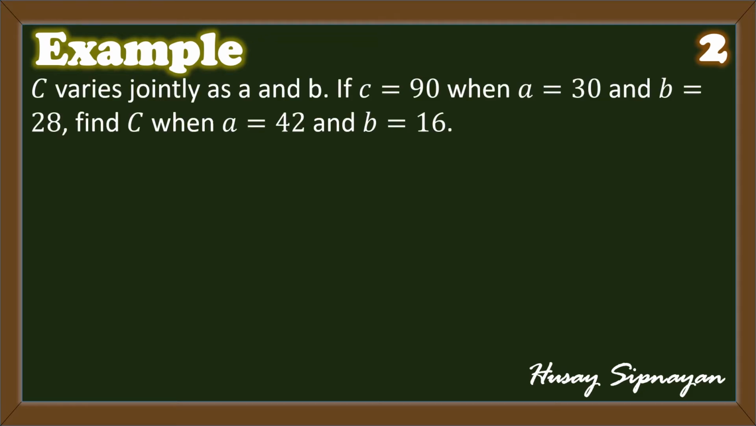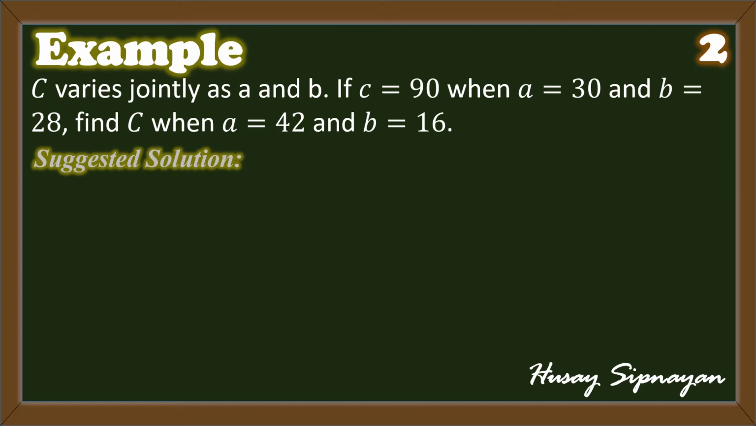Example number 2. C varies jointly as A and B. If C equals 90 when A equals 30 and B equals 28, find C when A equals 42 and B equals 16. Narito ang ating suggested solution.